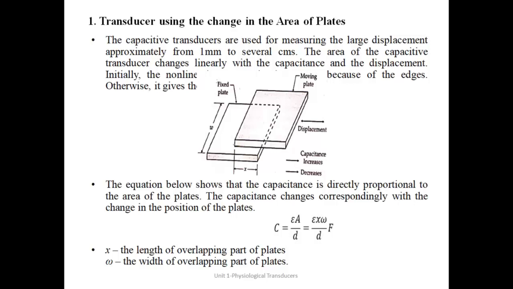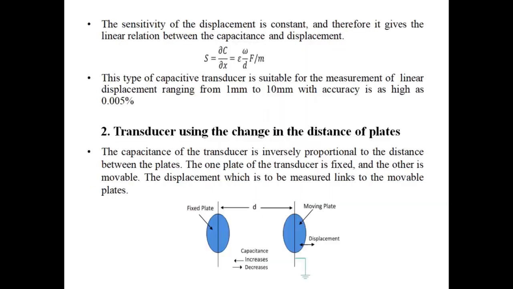So the transducer output changes linearly with the capacitance and the displacement. You can see the equation given over here. This equation shows the capacitance is directly proportional to the area of the plates. It changes correspondingly with the change in position. So this is one of the methods by which we can measure displacement. Displacement changes the overlapping area, which changes the capacitance, and capacitance ultimately reflects into a voltage change.